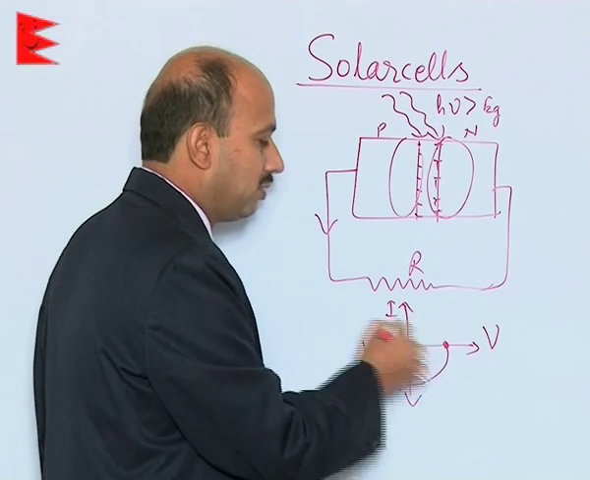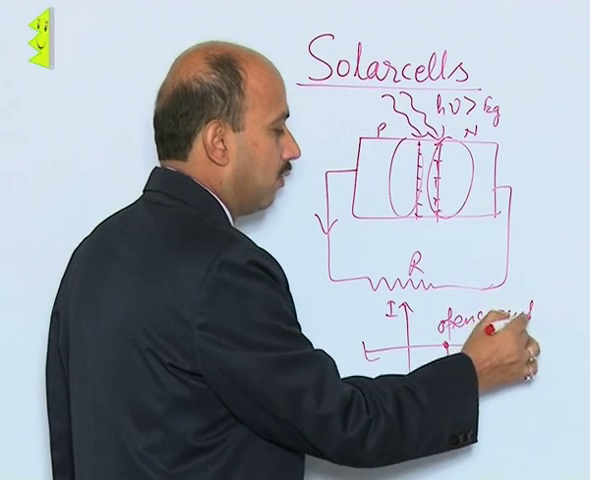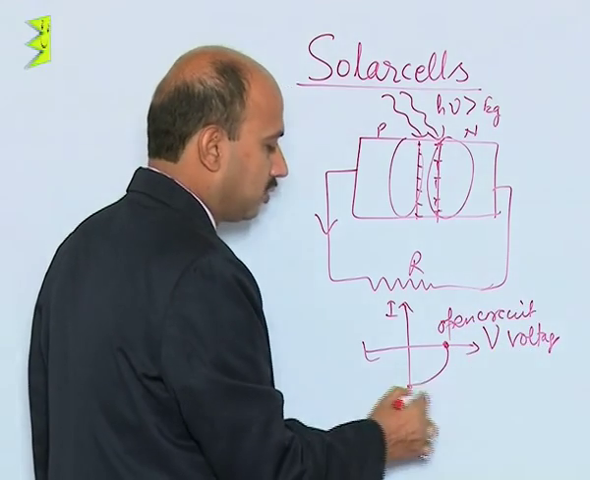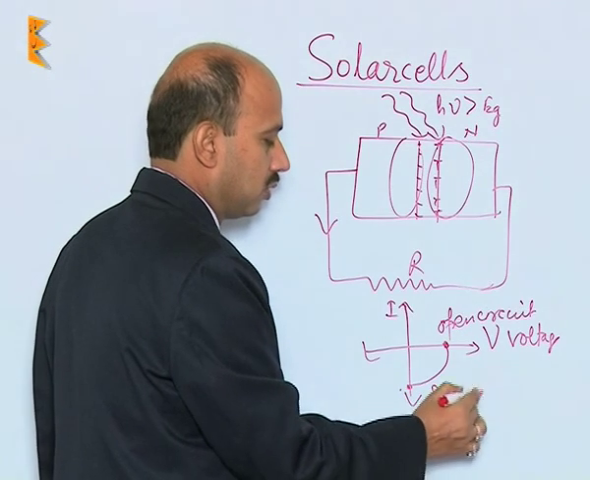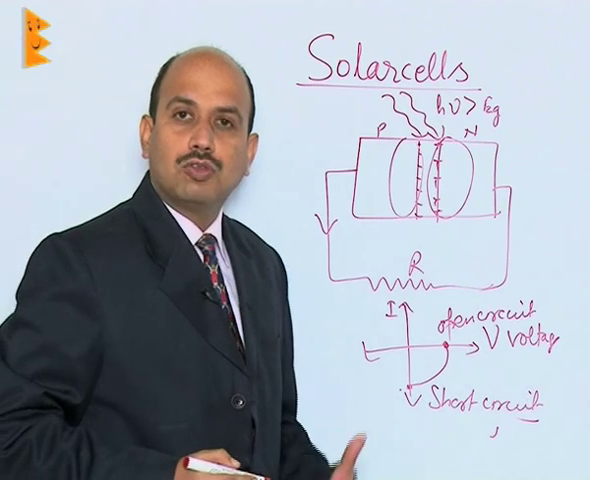This is the open circuit voltage, we call it the open circuit voltage, and this is called the short circuit current. So, this is about the solar cells.